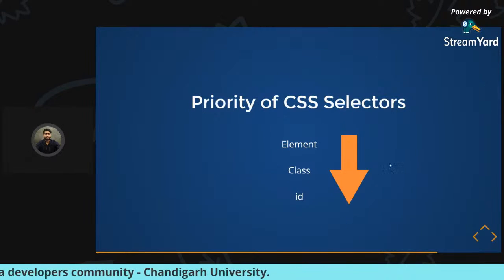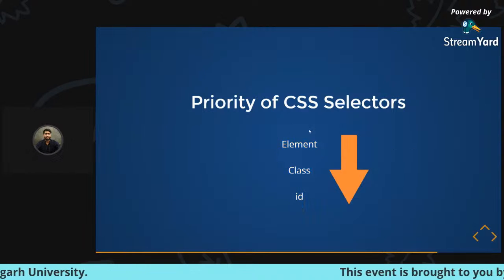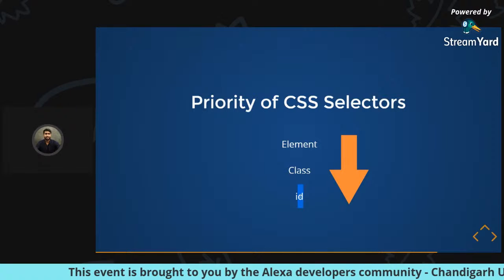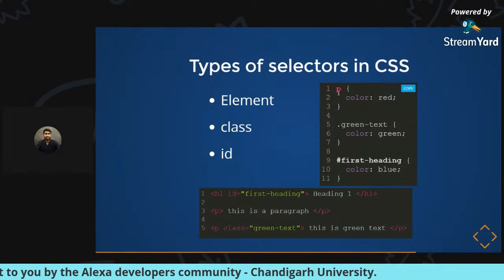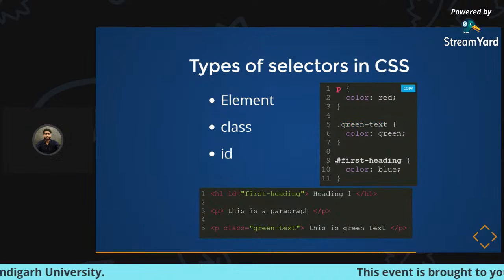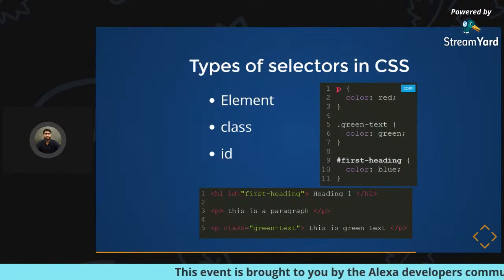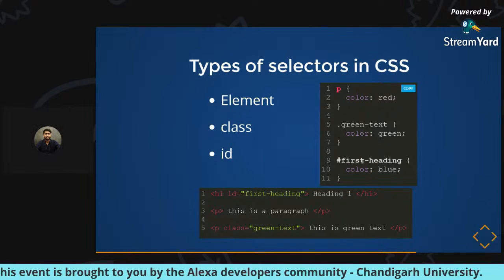There is also a priority of CSS selectors. Whenever you put some styles in the CSS, the element has the least priority, class has some greater priority, and the highest priority is for ID selectors. Just like we saw here, the p has the least priority, the class has a larger priority than that, and the ID selector has the greatest priority. It means whatever style you put in the ID, it will override everything.